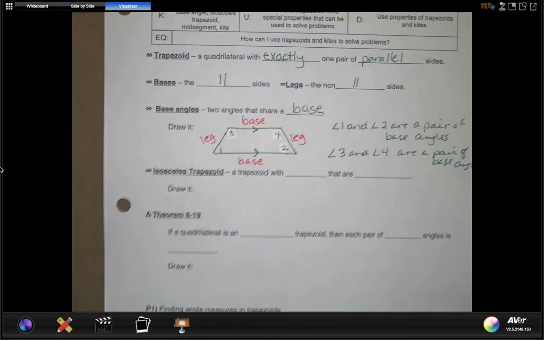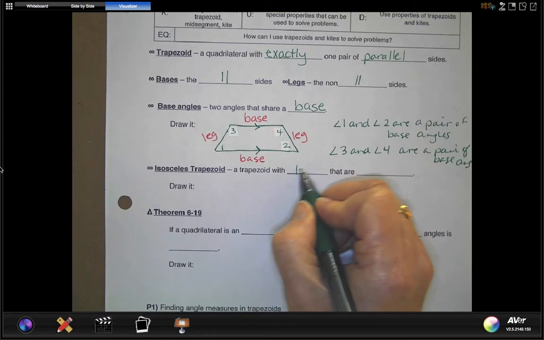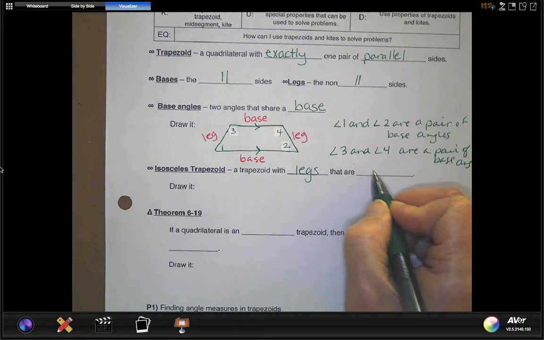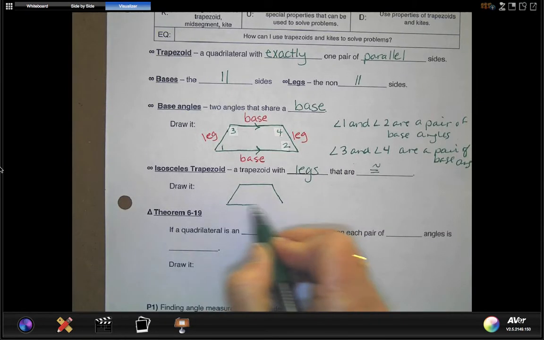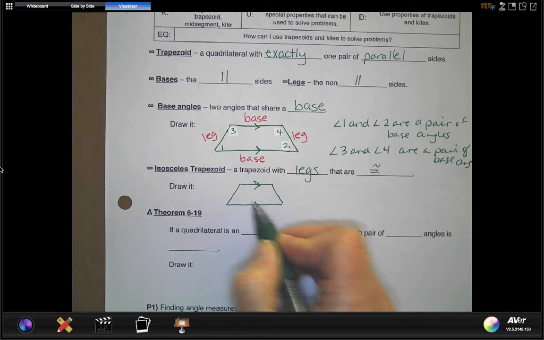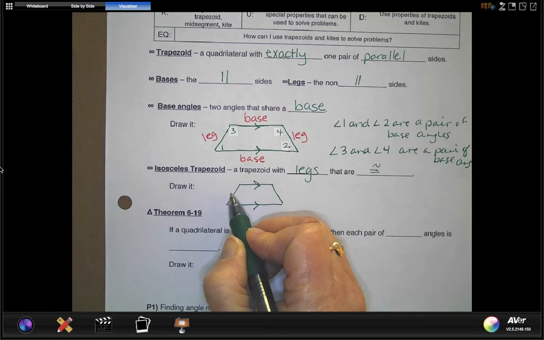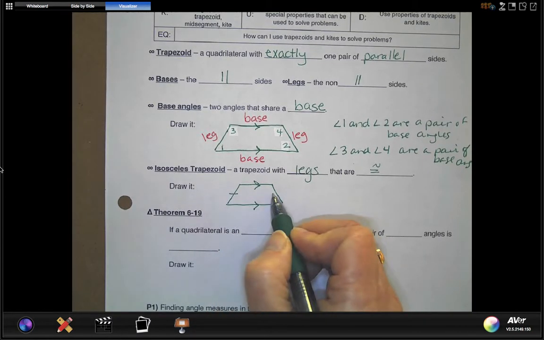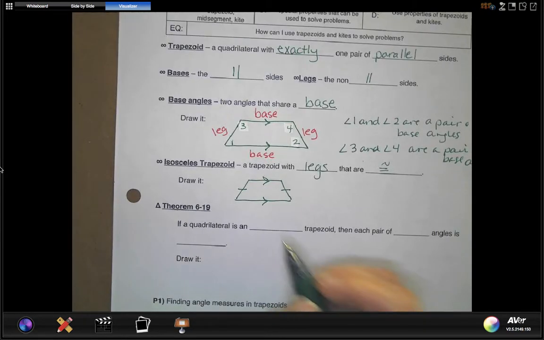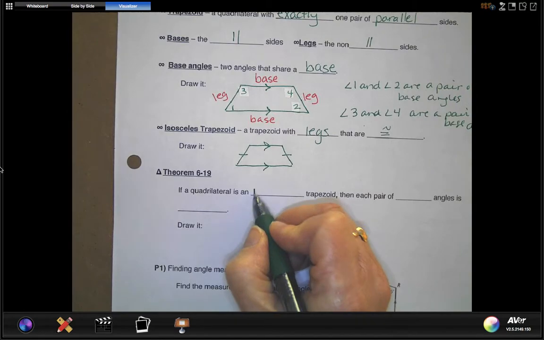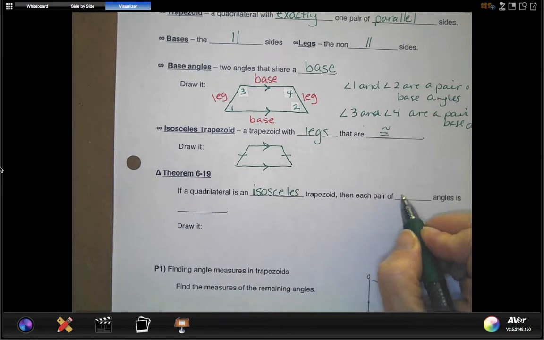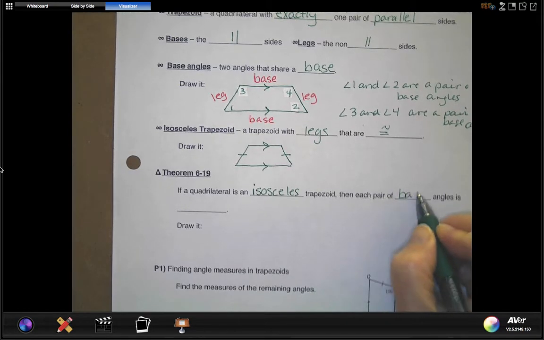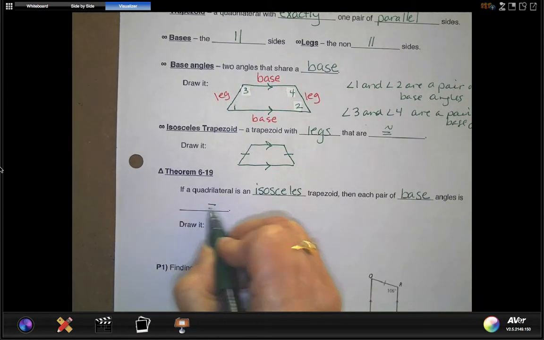All right, an isosceles trapezoid is a trapezoid with legs that are congruent. So again, we got one pair of parallel sides, those bases that are parallel. And then in an isosceles trapezoid, the legs would also be congruent. All right, theorem 619: If a quadrilateral is an isosceles trapezoid, then each pair of base angles is congruent.